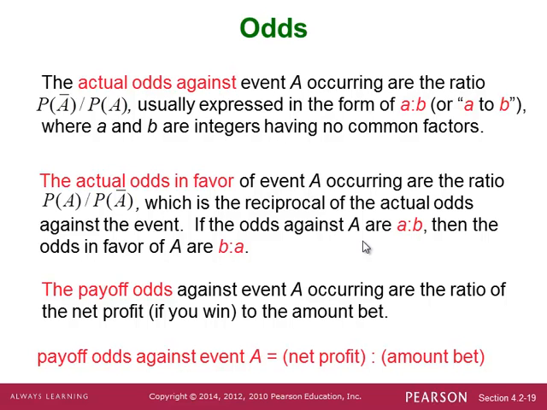Think about it. If I say that there's 5 to 3 odds in favor of the horse winning, that means if we were to run the race 8 times, then we would expect that horse to win 5 of the times and lose 3 of the times.